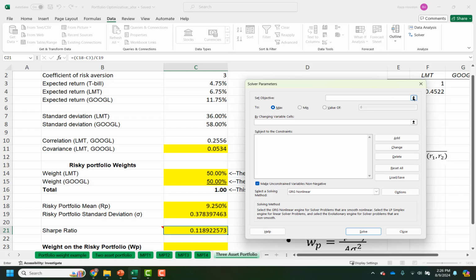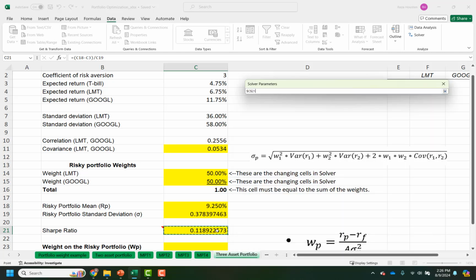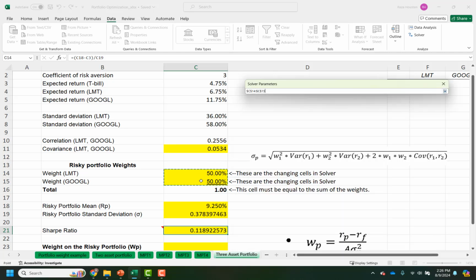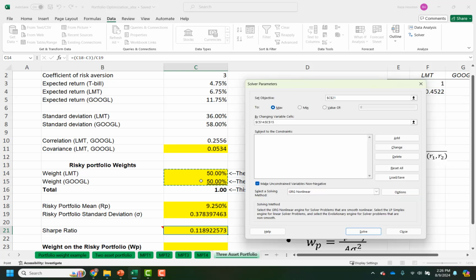So we typically are going to have an objective cell, and in this case, our objective is to maximize our Sharpe ratio cell. So there we go. And we want to maximize it subject to certain changing cells. Those changing cells are going to be our weights. So what Solver will do when I click Solve is it'll find the ideal weights that maximize the Sharpe ratio, and it'll change these weights to the ideal weights.